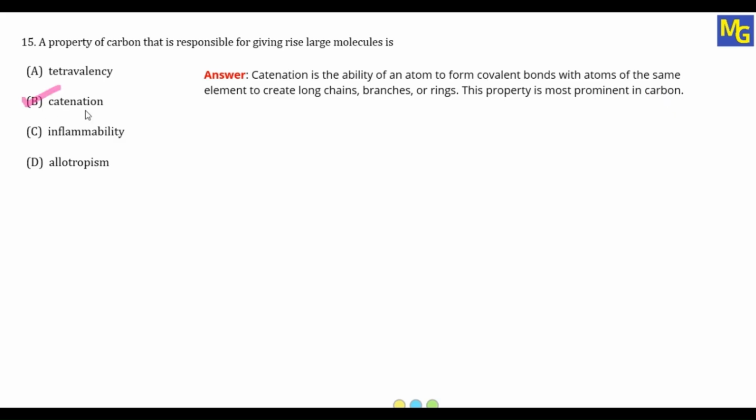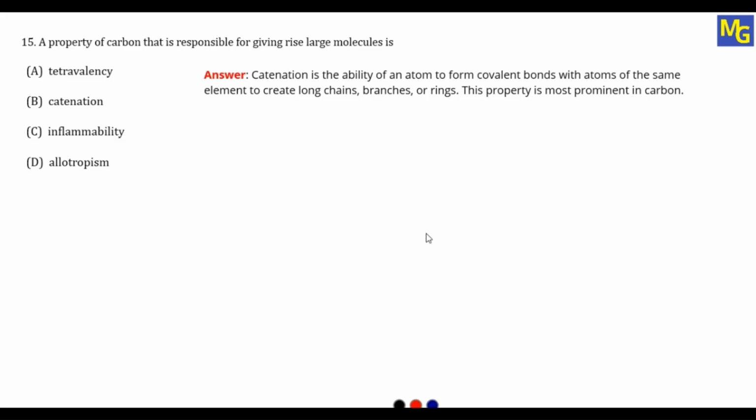So what the property says here, the atoms have the ability to form covalent bonds with the atoms of the same element, and due to this it forms many number of compounds. Some will be long chains, some will be branched, some will be rings, and there will be a large number of molecules which are formed. This property most prominently we can see in carbon, and therefore option B is the correct answer. Write down the answer.